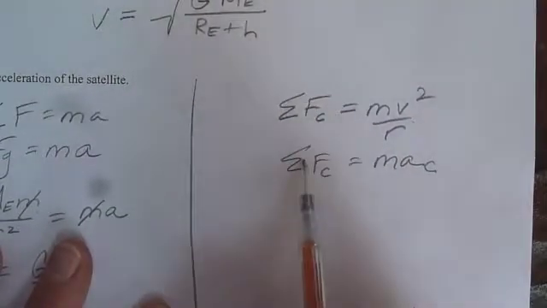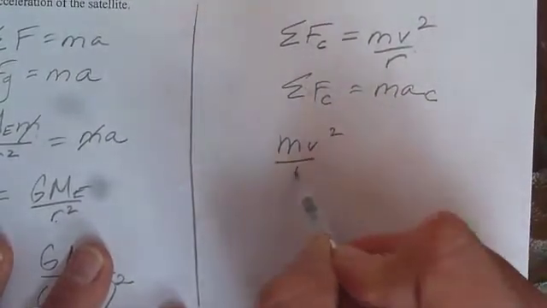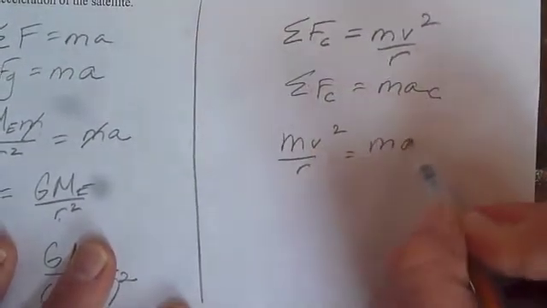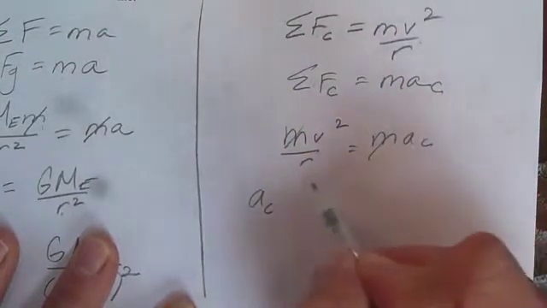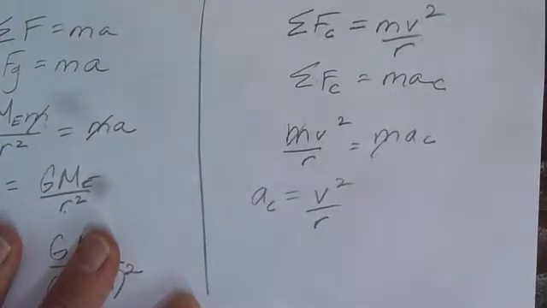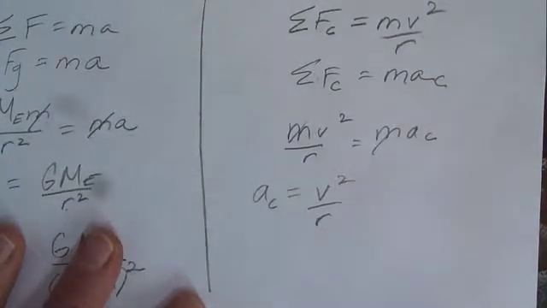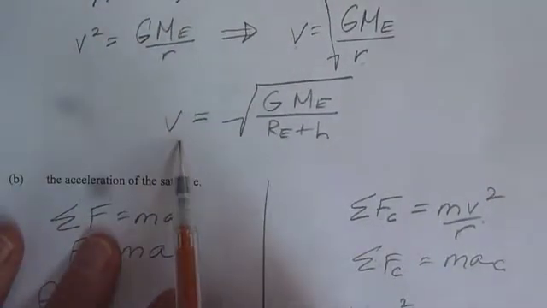When you set these two equal to each other, you're left with mv squared over r equals m a sub c. Cross out your m's, and you're left with the centripetal acceleration equals v squared over r. Many of you probably remember that. Even if you didn't, it's okay, because we just derived it. Now you can say, well, what's the speed of the satellite? Well, that was the question you were asked earlier.